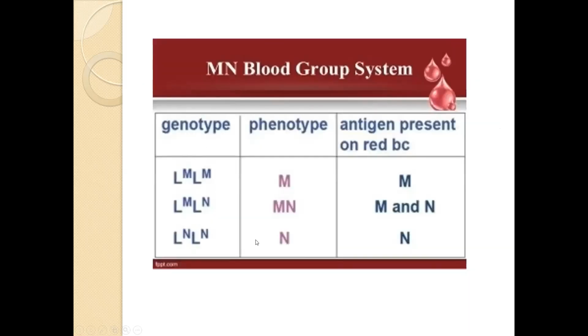So just look at this chart. LM LM is the M phenotype, and the antigen present on the red blood cell is M. LM LN is the MN blood type, and both the M and N antigens are present in the blood. And in the case of LN LN, only the N phenotype is present and only the N antigen is present in the blood.